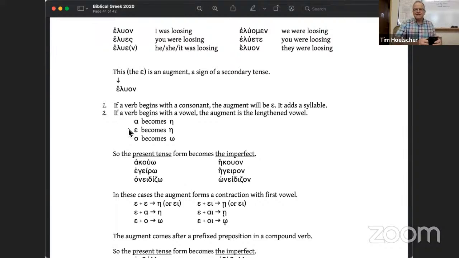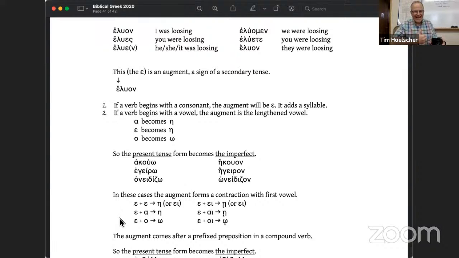Okay. And I think you can see that down under the examples, a little ways down the page, where you can see how you're adding the epsilon, and so on and so forth. So you're taking the present stem, adding the augment epsilon to that. It stays epsilon if you have a consonant. If we have a vowel, it's going to lengthen or make long that vowel at the beginning of the word.